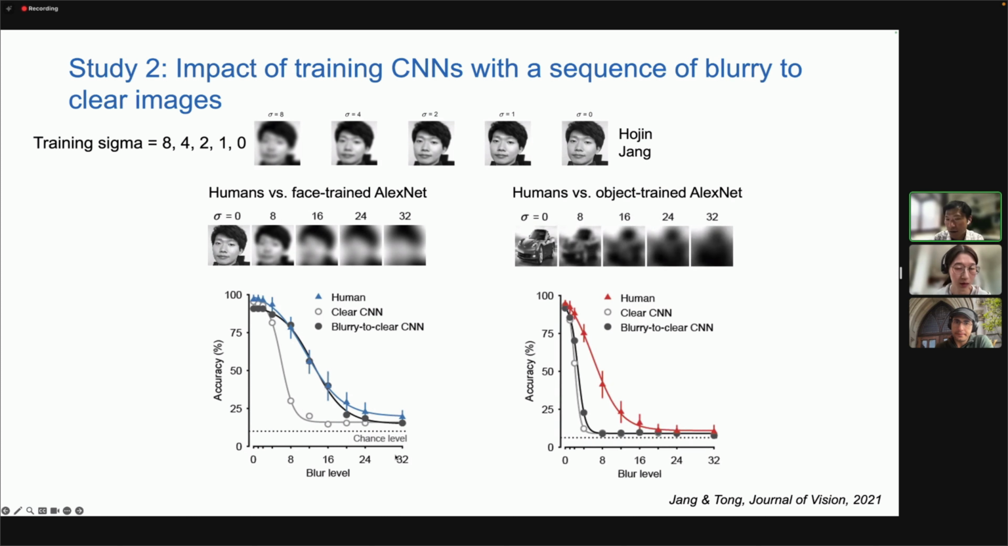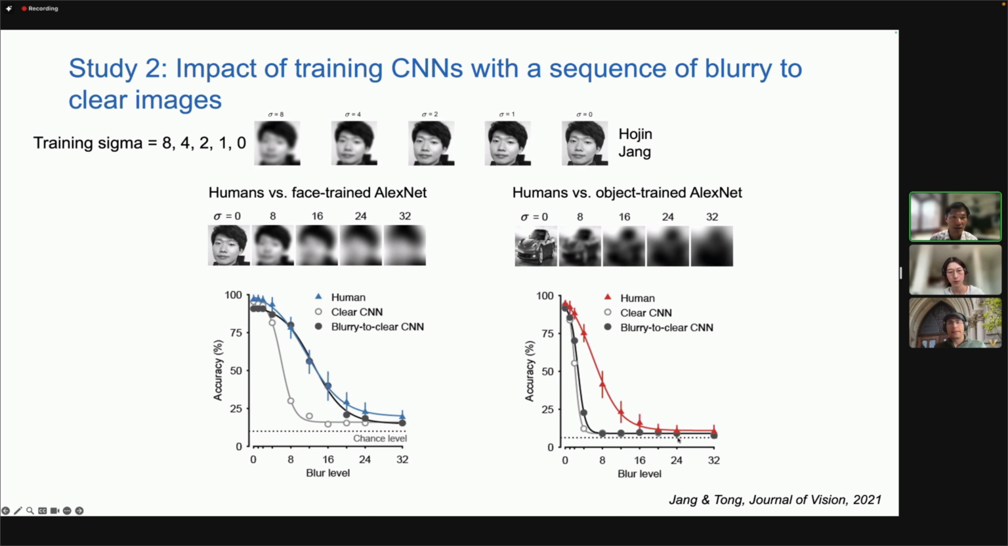Now, you can contrast that with an object classification task. We're again using the 16 objects that I showed you in the earlier study. And here you see that both the clear trained CNN and blurry to clear trained CNN are horrible at recognizing blurry objects, whereas humans are much more robust to blur, shown in red. So there's a clear divergence between the benefits of blurry to clear training for the faces, for the CNNs, and the lack of any benefit when trained and tested with objects.